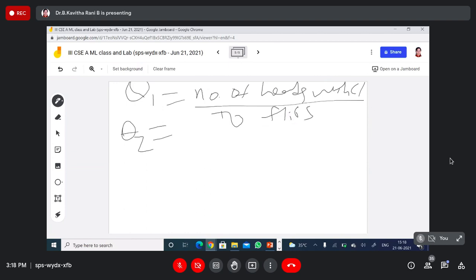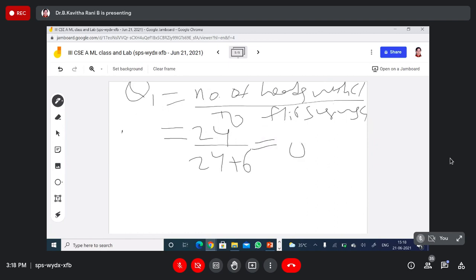అంటే కాయిన్స్ నేను ఇట్లా ఫ్లిప్ చేసుకుంటూ వేసింది యూజింగ్ C1. ఫస్ట్ ఇది క్యాలిక్యులేట్ చేసి నెక్స్ట్. So that is equal to 24 by 24 plus 6. That is equal to 0.8.